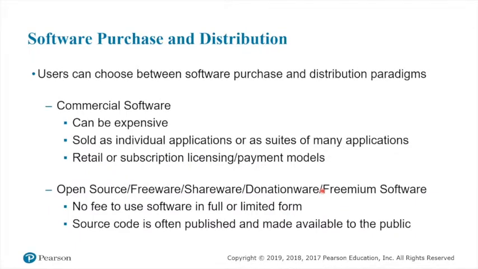When it comes to software purchase and distribution paradigms, we have several types of purchase schemes. Commercial software, which can be expensive, is sold either with a one-time retail model or subscription licensing model. And then again, we get back into the open source software purchase paradigm, which can range from freeware to shareware, donationware, or even freemium versions.